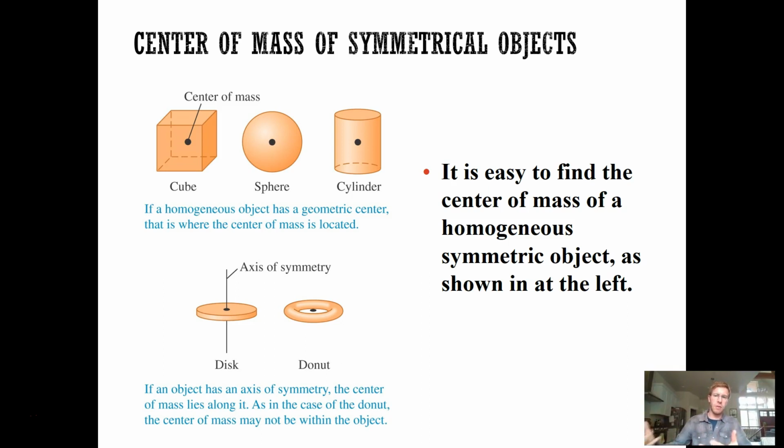Okay, so for symmetrical objects that are homogeneous, meaning there's even density at all locations, then the center of mass is very easy to find. It's just the same as the geometric center of your object. But the center of mass for other things where you don't have uniform mass distribution is different.